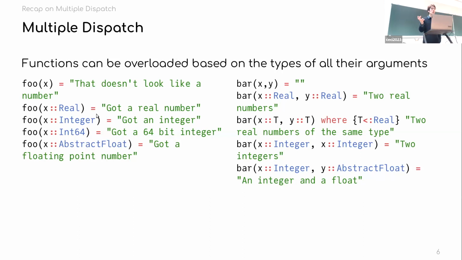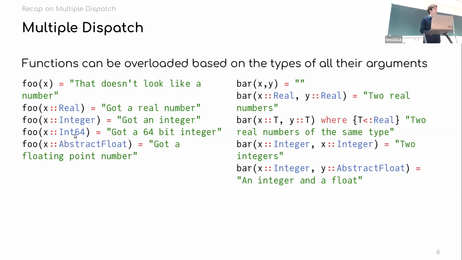But then I can specialize. Notice that I took an abstract type. I'm saying for all subtypes of this type, do this, unless there's a more specific definition I use later down. So Integer is also a subtype of Real. But here for Integer, I've overloaded the definition, saying if x is a subtype of Integer, please print me got an integer.